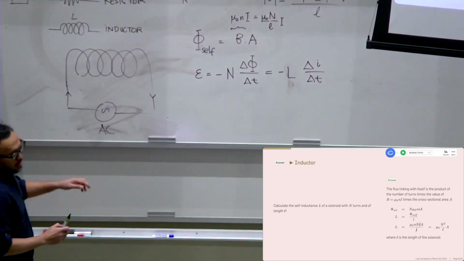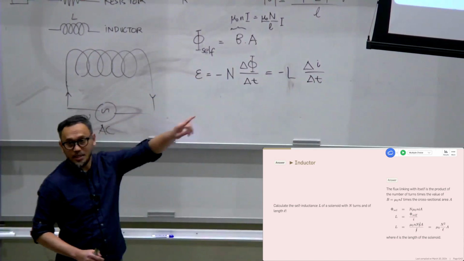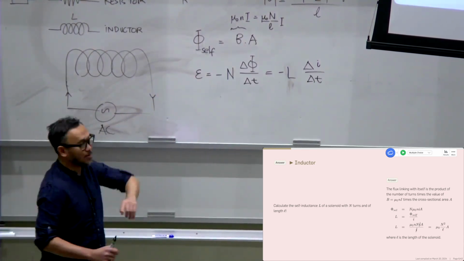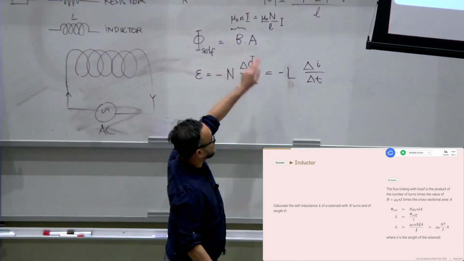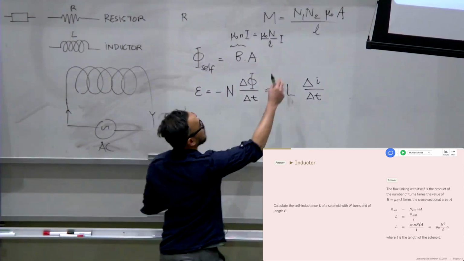So the question here is: calculate the self-inductance L of a solenoid with N turns and of length L. You can use the expression that, I don't know, Holden or Nathan or Alan, is that your name? Alex, sorry. Or you can use this equation here.